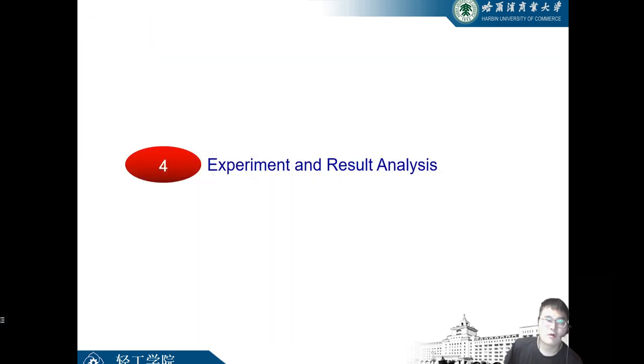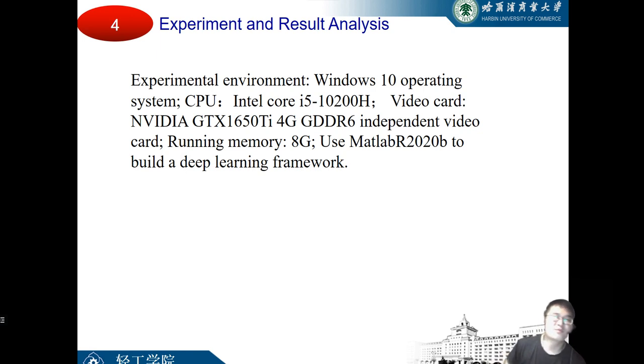This is part 4. Experimental environment is Windows 10 operating system. The CPU is Intel i5-10200H. The video card is GTX 1650 Ti 4G. The running memory is 8G. We use the MATLAB R2020B to building a deep learning framework.